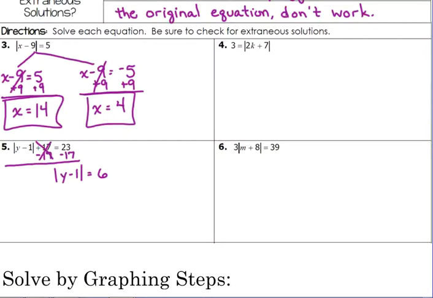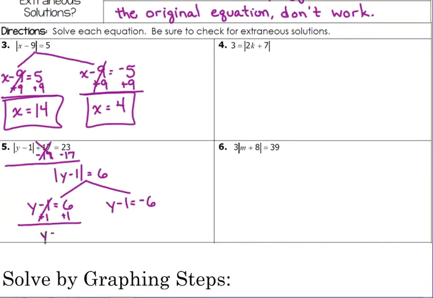All right, so we've isolated it. So now we create our 2 scenarios, our 2 cases. Y minus 1 is equal to positive 6. Y minus 1 is equal to negative 6. Solve them individually.